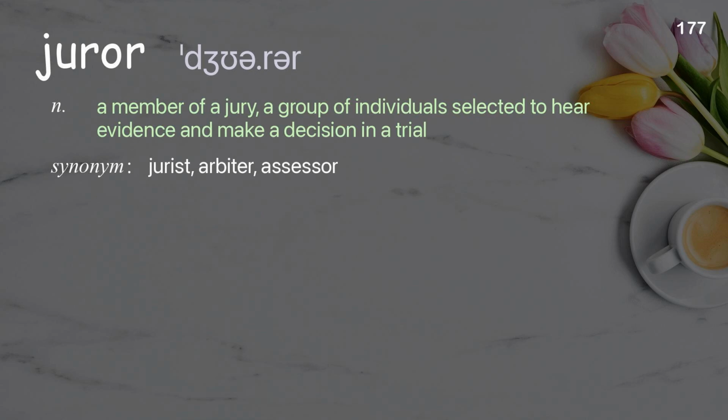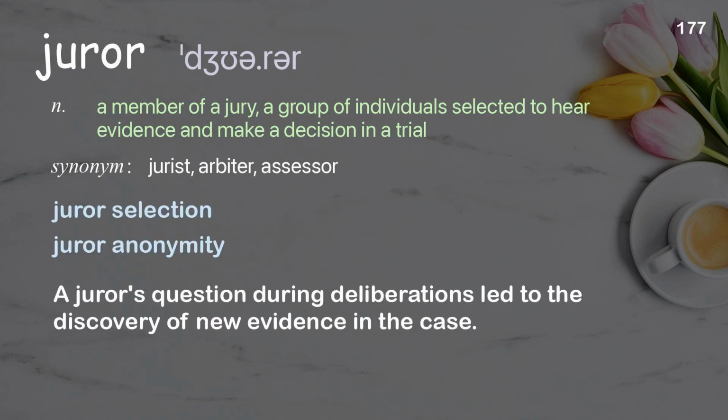Juror. A member of a jury, a group of individuals selected to hear evidence and make a decision in a trial. Examples: Juror selection. Juror anonymity. A juror's question during deliberations led to the discovery of new evidence in the case.